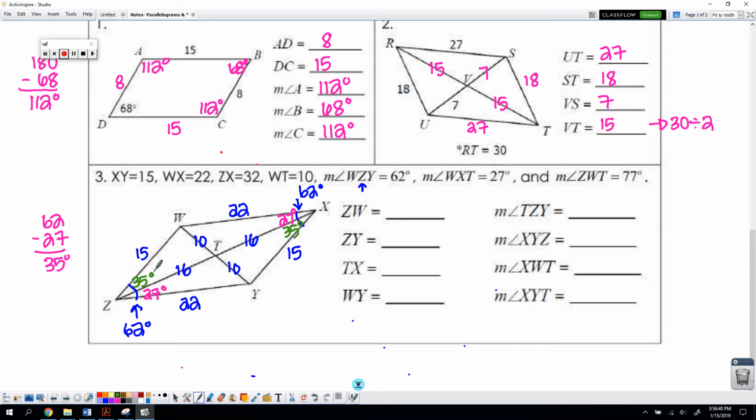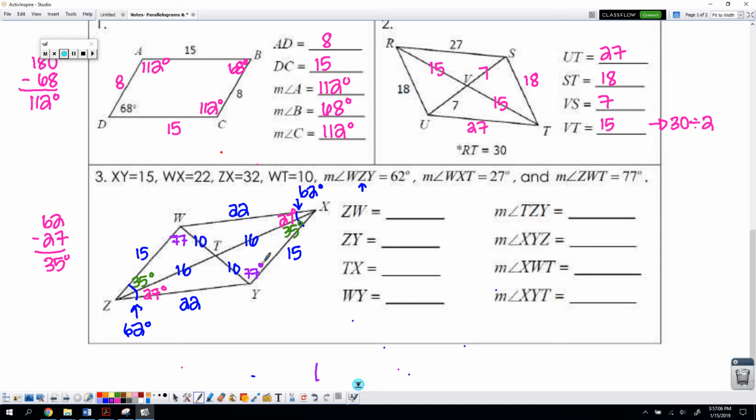All right? Now let's look at the last piece of information. It tells us ZWT is 77 degrees. So let's find it. ZWT, that's this face right here, is 77. Now there are lots of different ways to get our final angle, the one right next to 77. But I'm going to go ahead and fill in the opposite corner with 77 as well.